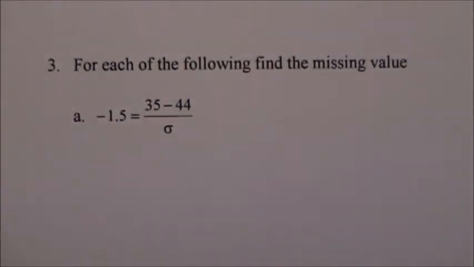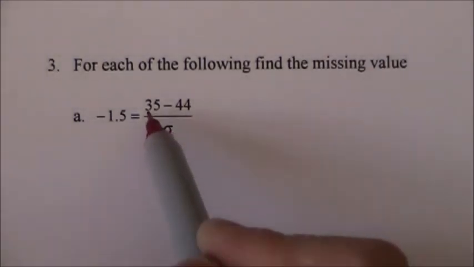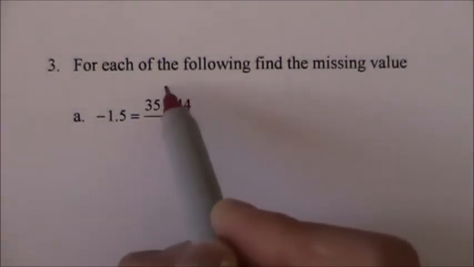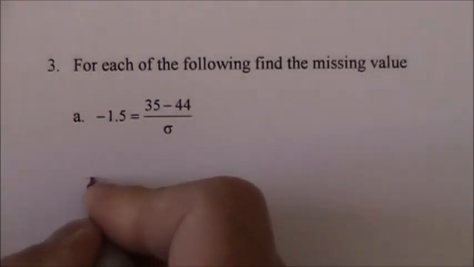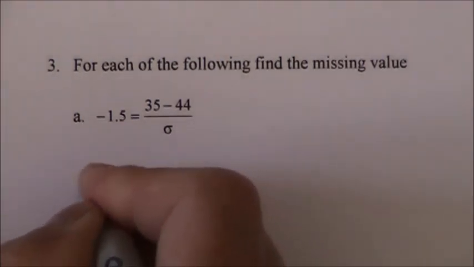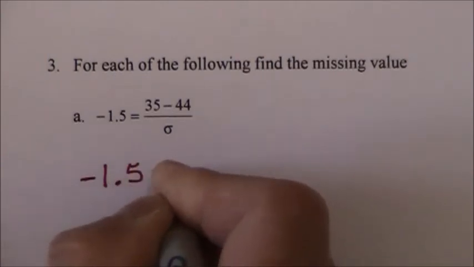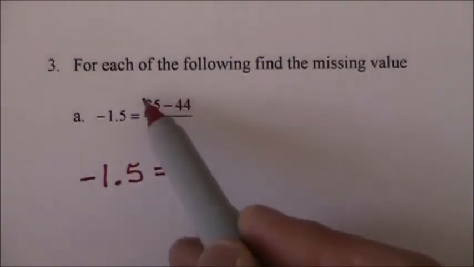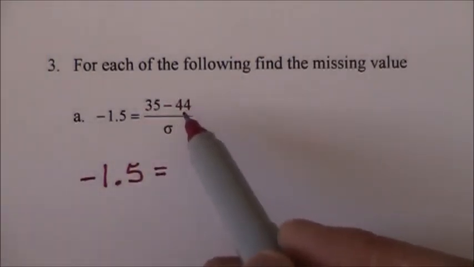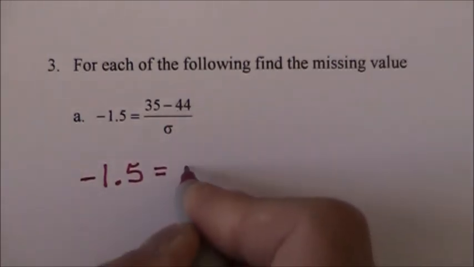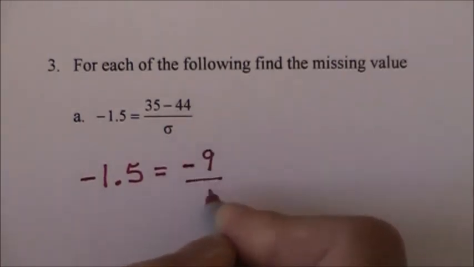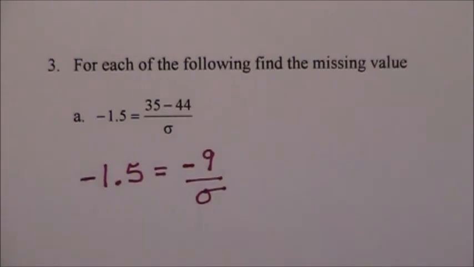This example has us solving for our standard deviation. So first thing we're going to do before we worry about the standard deviation down here is simplify this into one number. So we have negative 1.5 equals, we're going to do the math there and subtract it. 35 minus 44 is negative 9, and divided by our standard deviation.